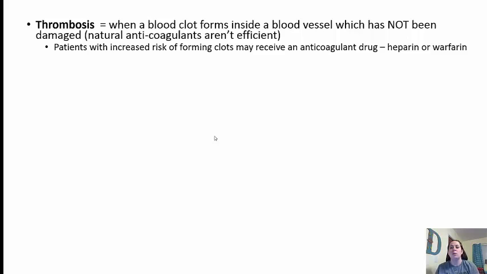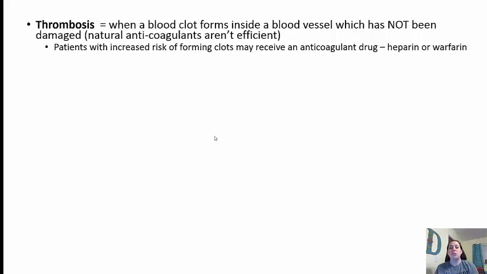All right, so when we take a look at this, thrombosis is when a blood clot forms inside a blood vessel which has not been damaged. This is not a normal process. We should only be making blood clots when our blood vessels are damaged. So thrombosis is not something that should take place. Natural anticoagulants are not being efficient here. A lot of times if a blood clot starts to form in a vessel, we should have our own natural anticoagulants that break it apart so that it doesn't become a problem.